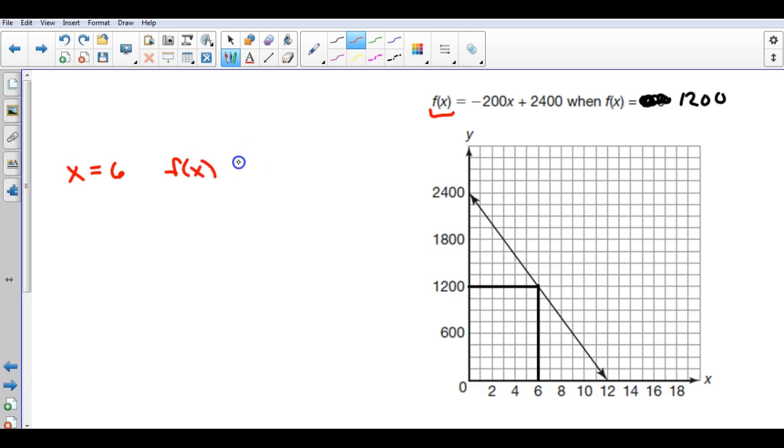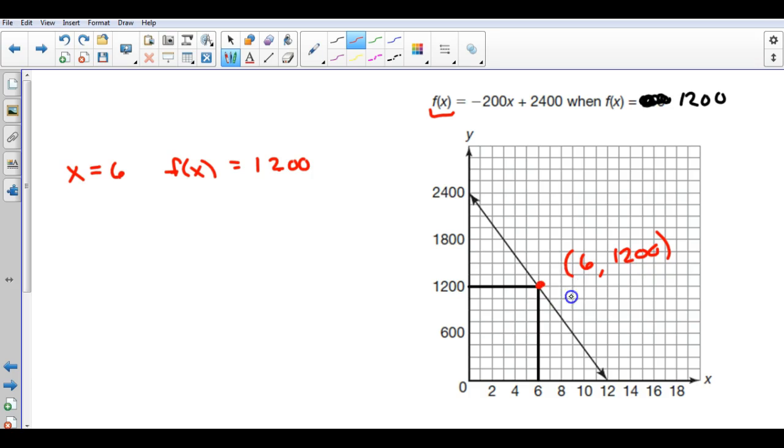So I'm not going to say y, I'm going to say f of x equals 1200. So when I'm giving you the f of x value, I'm really giving you that y value. I'm giving you what is on the y-axis. So notice we found where 1200 was, and we worked our way backwards to figure out what corresponding x value would give me this coordinate. So notice that coordinate is 6, 1200. So the x value is the 6, the y value is the 1200.